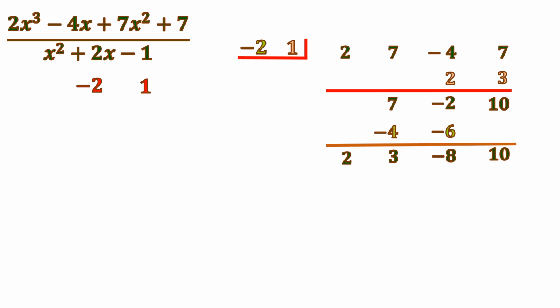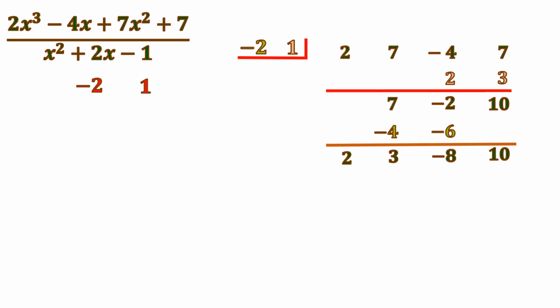And now, you might think that the remainder is the one at the last, which is 10, but it's actually not. Since the divisor is a trinomial, the remainder must be a binomial, meaning two terms. If the divisor is only two terms, then the remainder must be one term. But since it's three terms for a divisor, the remainder must have two terms. That means the remainder includes negative 8 and 10.